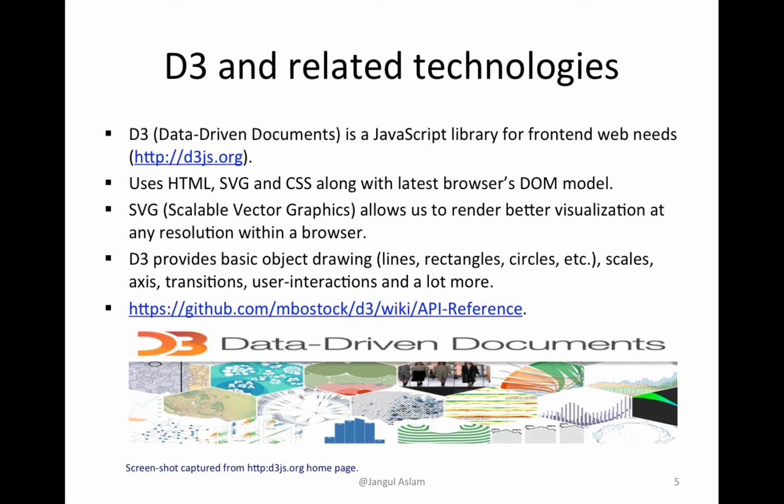So what does D3 provide? D3 has many things, like you can draw basic objects, rectangles, lines, circles, using it. And D3 has a concept of scales. It has an axis feature, and then it has transitions, it has user interactions, and a lot more. Here is the open source location for the D3 API reference.